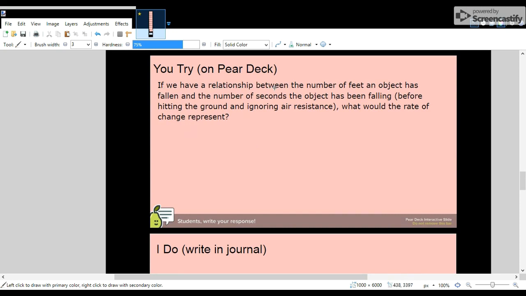If we have a relationship between the number of feet an object has fallen and the number of seconds the object has been falling before hitting the ground and ignoring air resistance, what would the rate of change represent? Pause the video. Try this one. Okay, if you got feet per second, that's the rate of change. We have number of seconds and number of feet. Number of feet is your change of y. Number of seconds is your change of x.